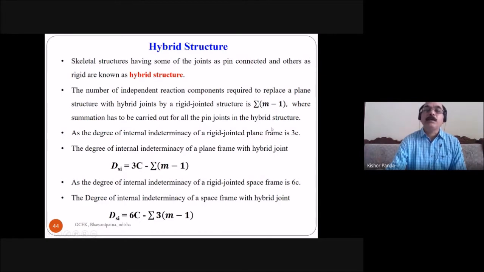So how many pin joints are in the hybrid structure? At each pin joint, you have to carry out this one, summation of m minus 1. M means the number of members which meet at the pin joint.